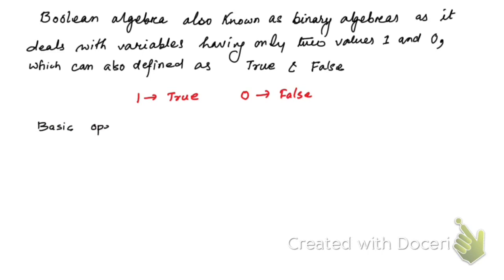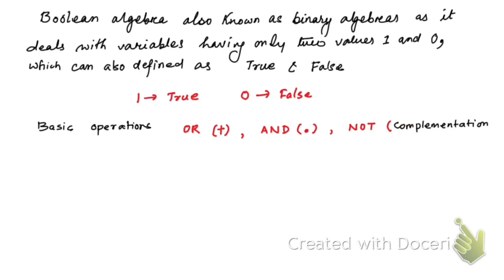So the basic operations that we're going to get here are OR, which can be represented by the plus sign, and AND, which is the AND operation, so simply you can say product, and NOT operation, that is complementation. Okay, right? Now let us talk about the OR operation.